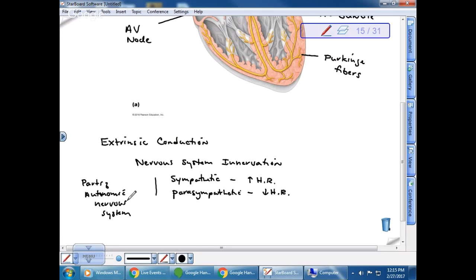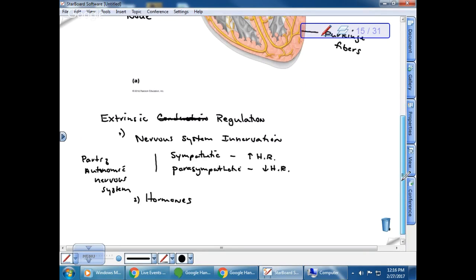Okay. We can also have hormones. Right? So the nervous system is one form of extrinsic regulation, sorry. Let's not do conduction. That was kind of confusing. I meant to say regulation. Sorry, regulation. So we have hormones.